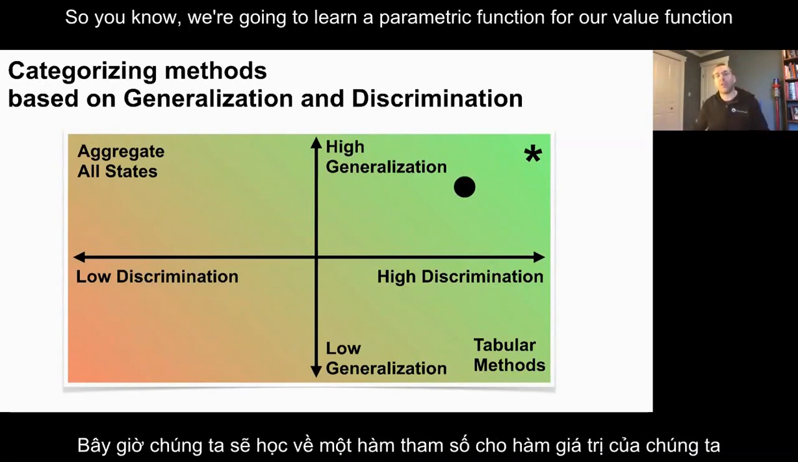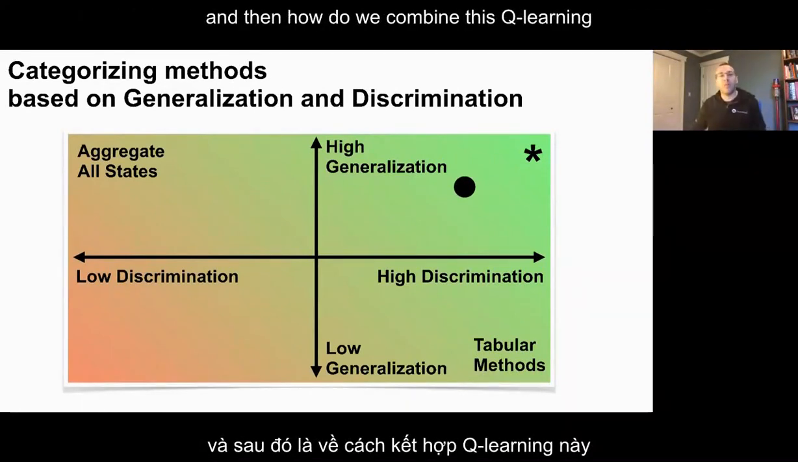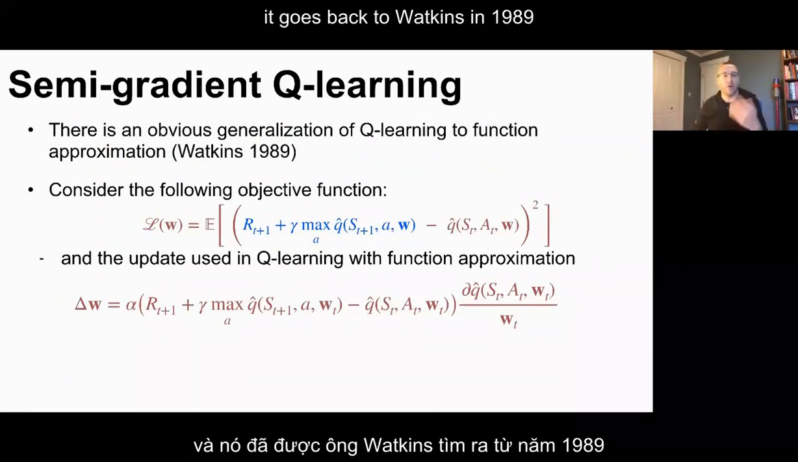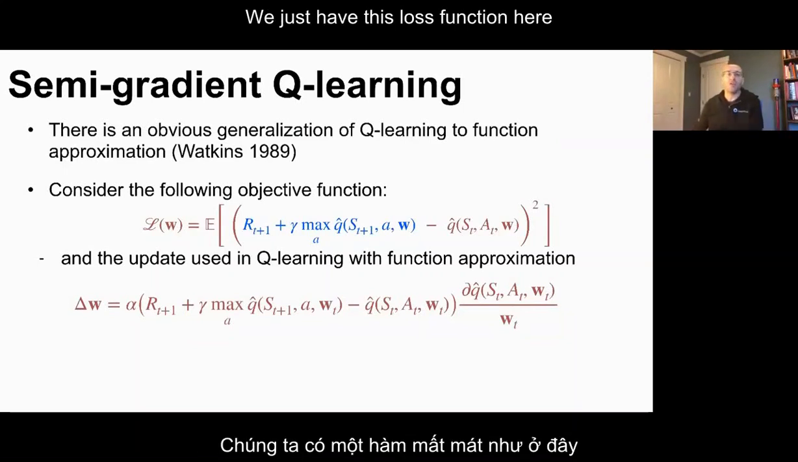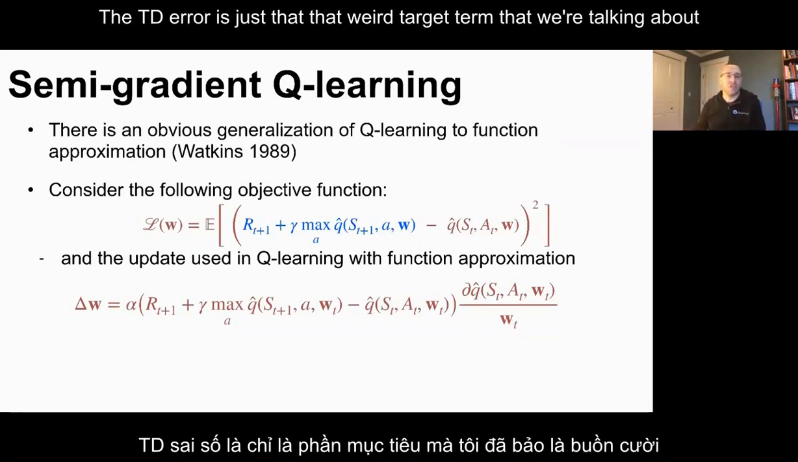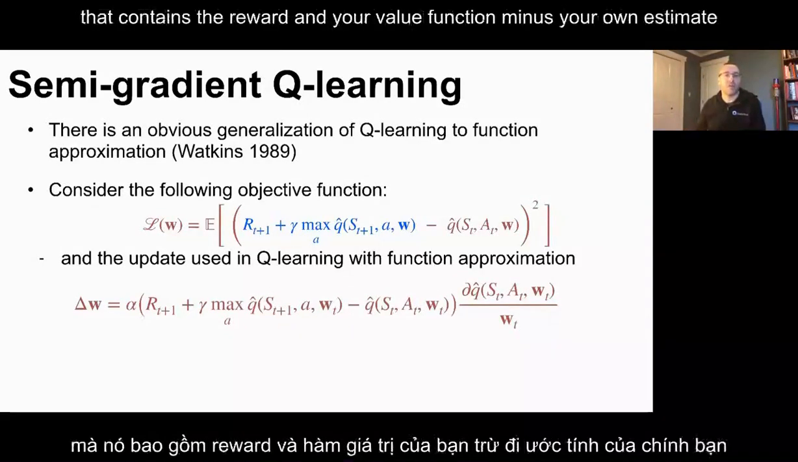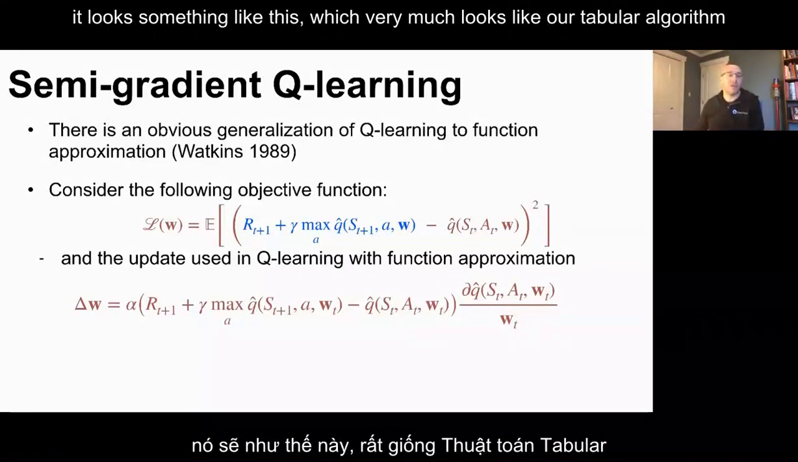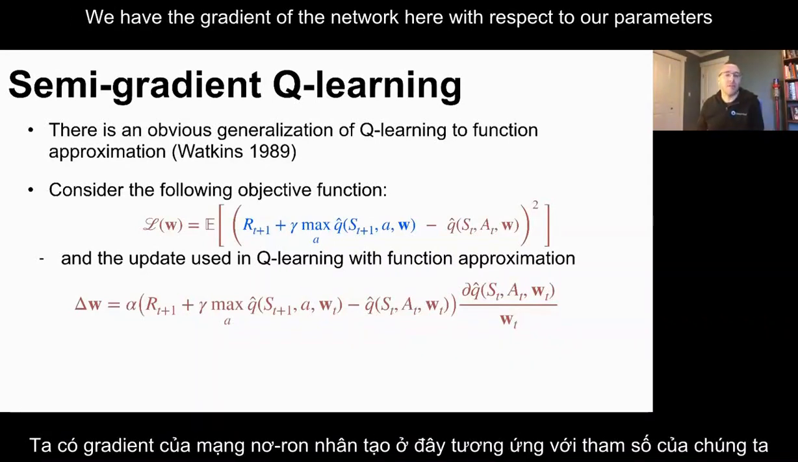So we're going to learn a parametric function for our value function, and then how do we combine this with Q-learning? Well, actually, it's really straightforward. It's been around since the beginning of reinforcement learning. So there's an obvious way to generalize it. It goes back to Watkins in '89. We just have this loss function here. It's the expected squared TD error. The TD error is just that target term that contains the reward and your value function, minus your own estimate. And if that's your loss function and you work out the gradient descent update rule, it looks something like this, which very much looks like our tabular algorithm. We have the gradient of the network here with respect to our parameters.